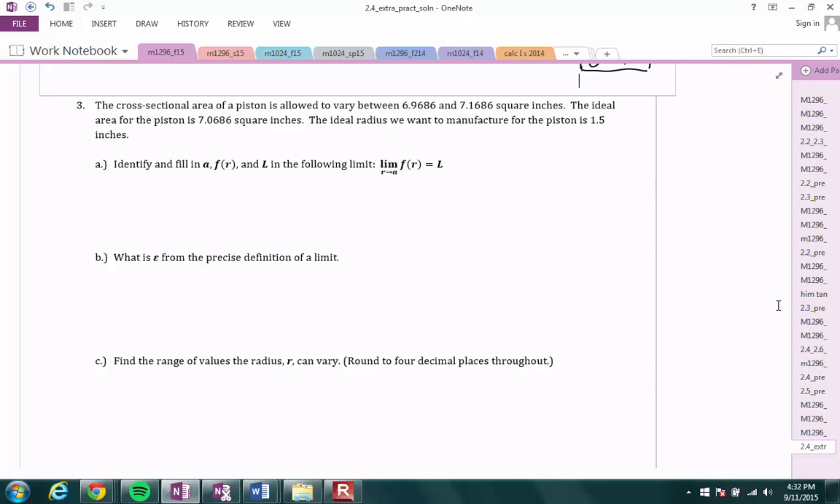And the first thing says identify this stuff. So we have the limit as r goes to a of f of r equals L. What's already substituted in here for us is, instead of having the independent variable of x, we have the independent variable r as our input. So that's something to note. Now a is where we're taking the limit, and so this is our ideal radius that we want. So let's go back and see what that is. It's 1.5 inches.